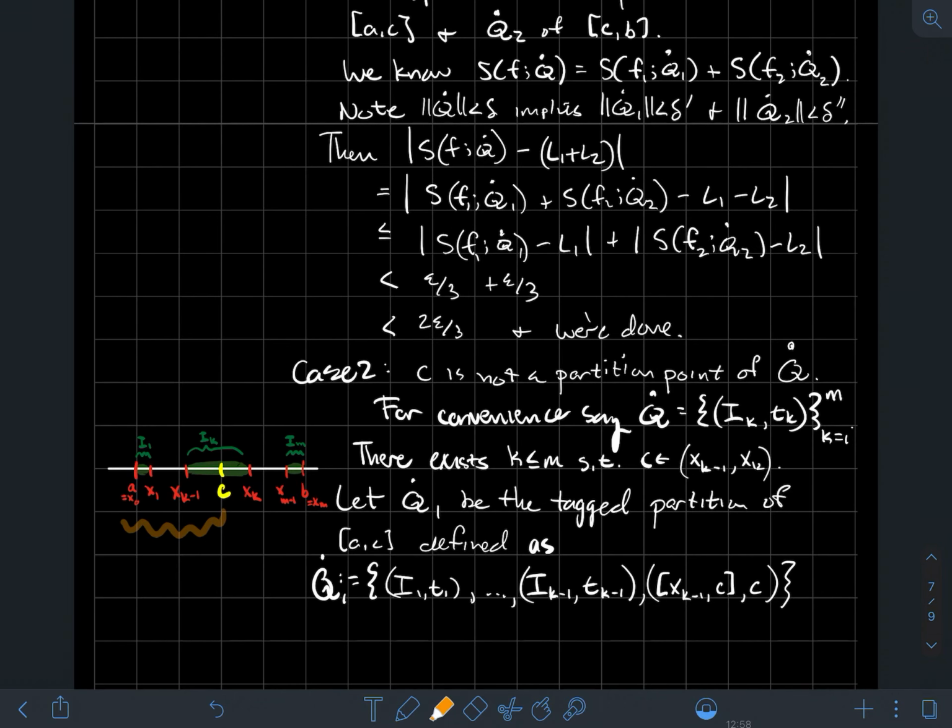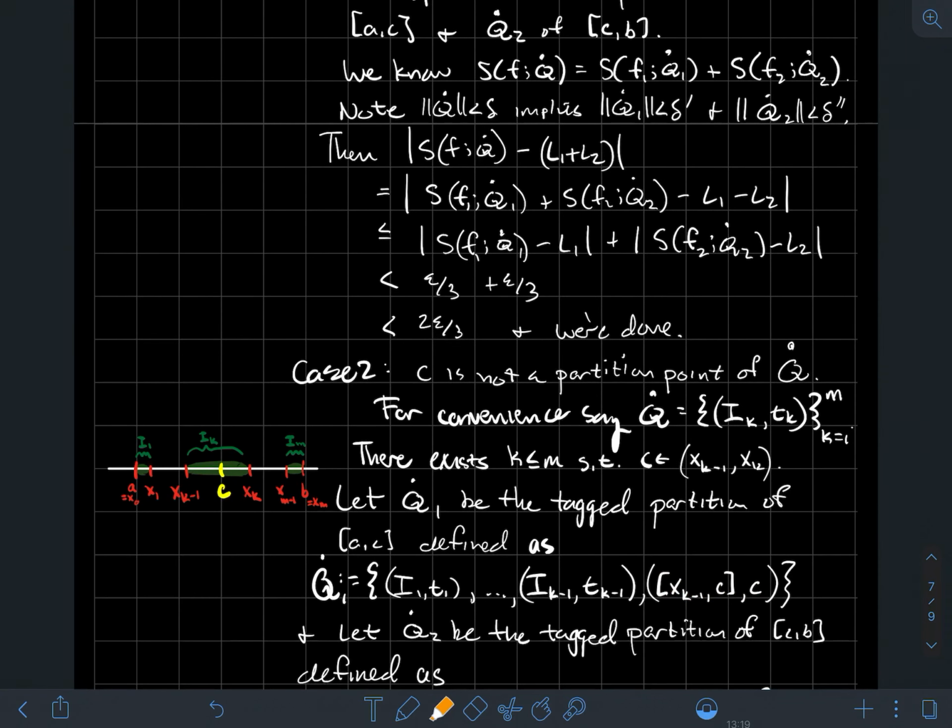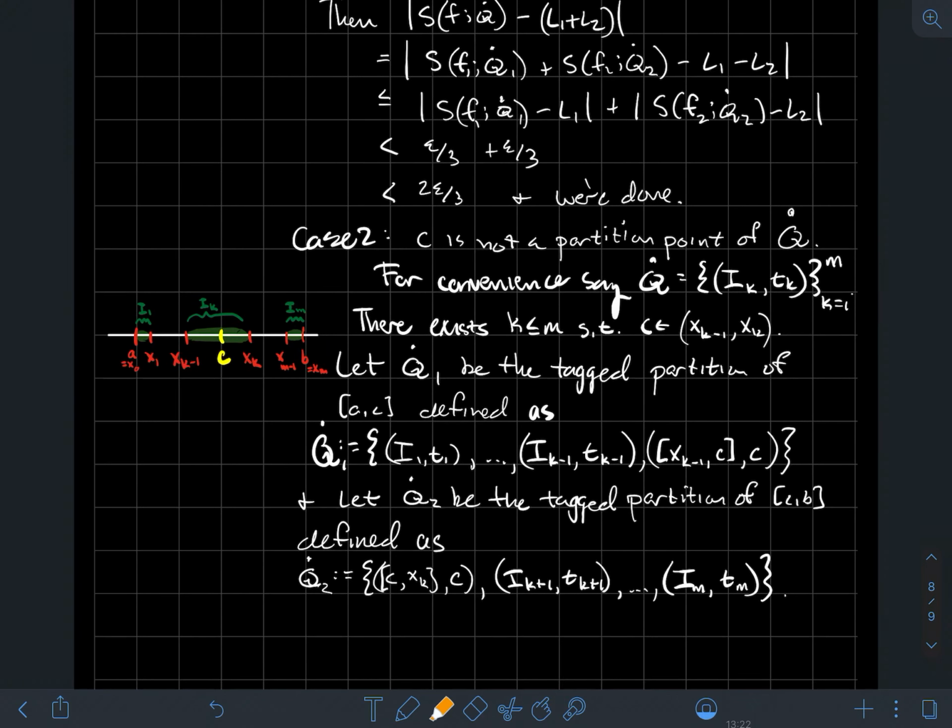And here's how I'm going to define it. I'm not going to change anything at all about the subintervals that are in Q dot here. They're all the same subintervals up till I get to x_{k-1}. But for that last subinterval, and maybe you see it in my picture, I want this to be the last subinterval, and I want to take c as the tag. And then similarly, I'm going to define Q2 dot, really just going the other way, where I'm not changing a thing about what's going on with Q dot as long as I'm past k plus 1, all the way up to m. But the first interval I'm going to take in the partition is this interval here from c to x_k. And again, I want to take c as the tag.